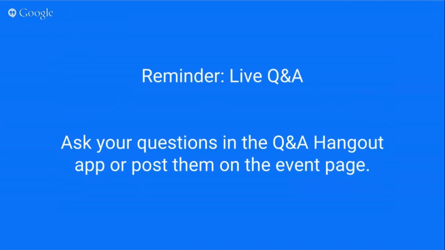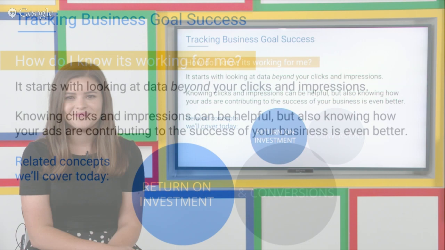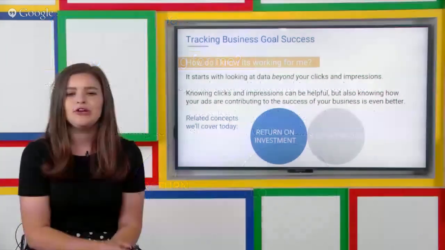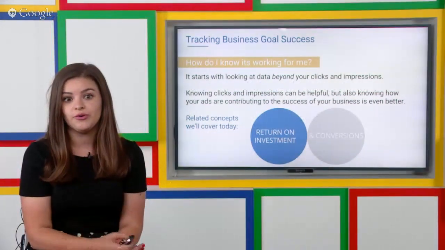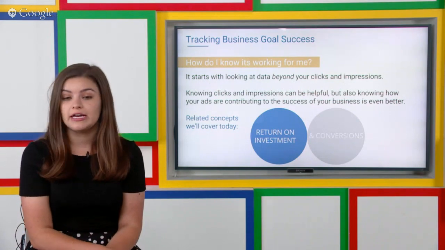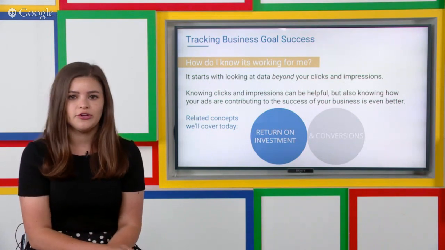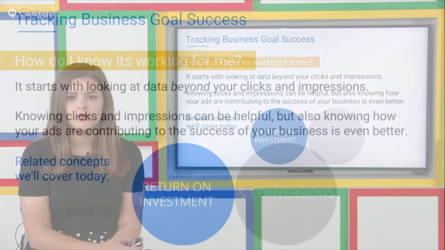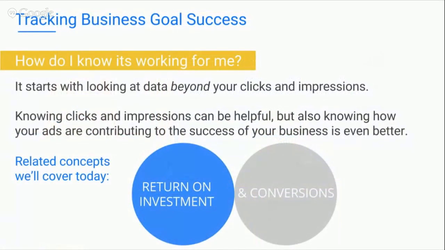So just a quick reminder, we do have that live Q&A, so Bree will be joining us shortly here to answer some of those questions for you. So today, really looking at, how do you know that AdWords is working for you? And it really starts with looking at clicks and impressions. But once you've got your click-through rate to 1% or above, and you feel like you're pretty stable in the amount of clicks and impressions that you're seeing, the next step is really to start looking to track your return on investment even more refined.